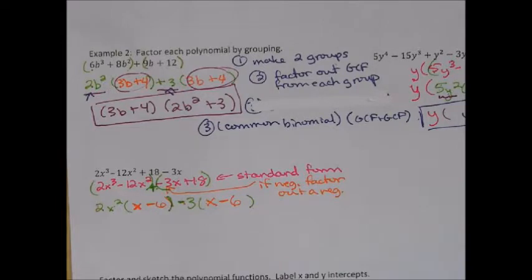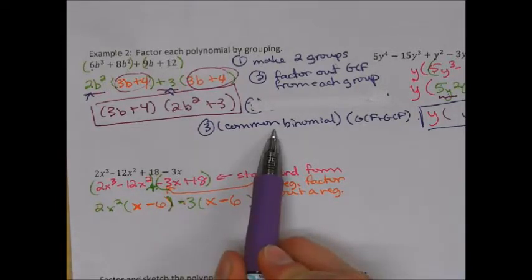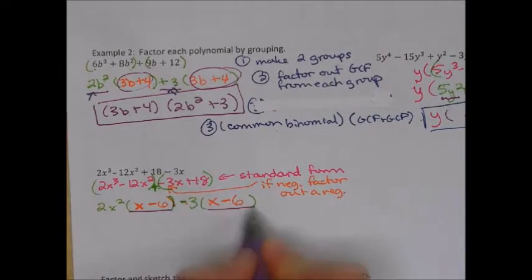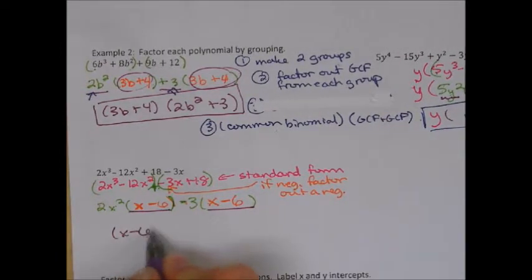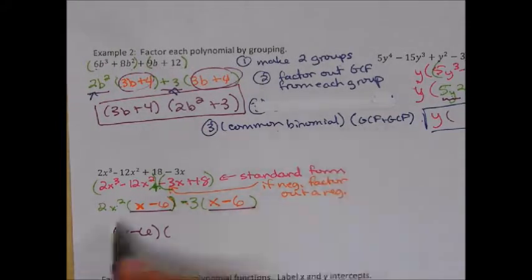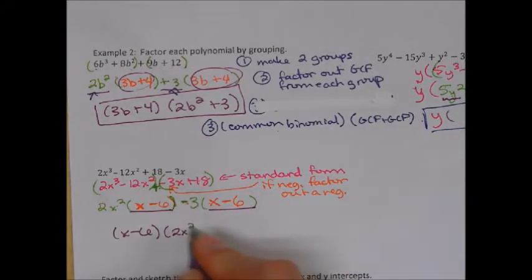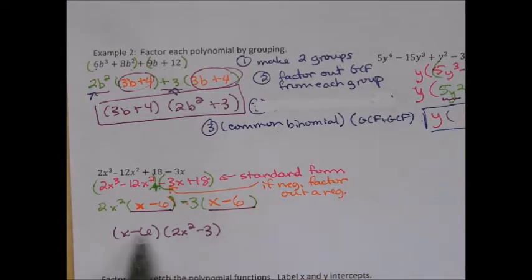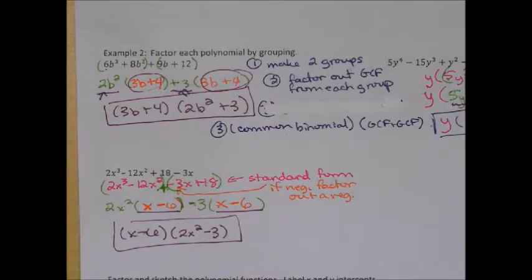Okay, last step. Let's write our common binomial. What's our common binomial? x minus 6. What were our GCFs? 2x squared minus 3. Again, can I factor these anymore? No, so we are done.